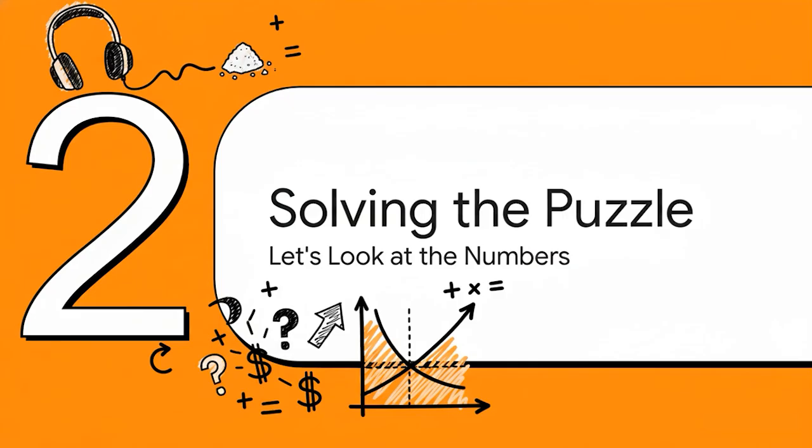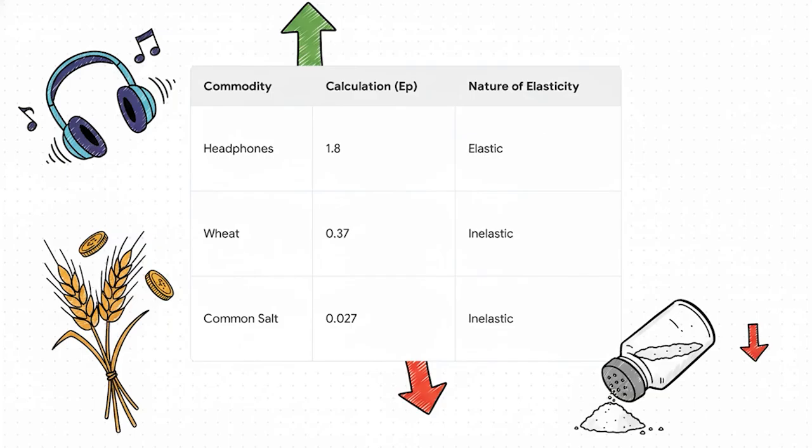All right, so now we have our full economic toolkit. We know the 5 types of demand. So let's go back to our original mystery and crack this case once and for all by looking at the actual numbers for headphones and salt. And wow, just look at this table. It tells the entire story. The elasticity for headphones is 1.8. Since that's bigger than 1, it's elastic. Now look at wheat and salt. 0.37 for wheat and a teeny tiny 0.027 for salt. Both are way, way below 1, which means they are seriously inelastic.